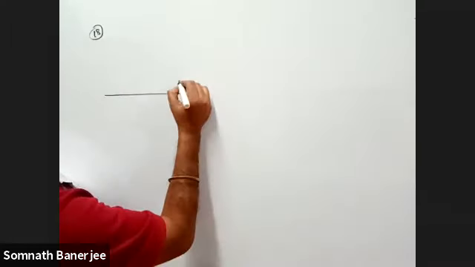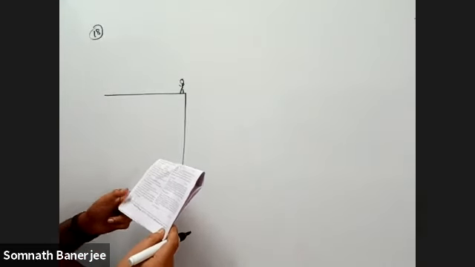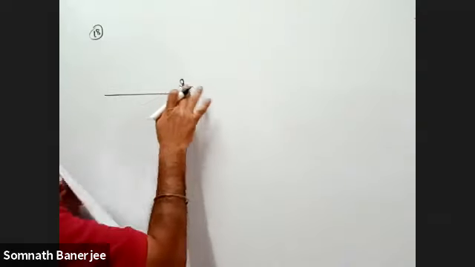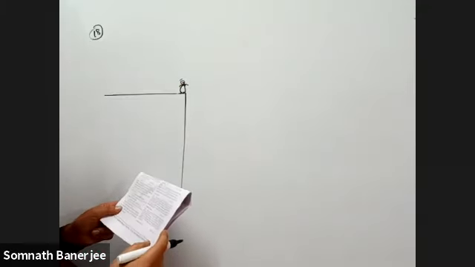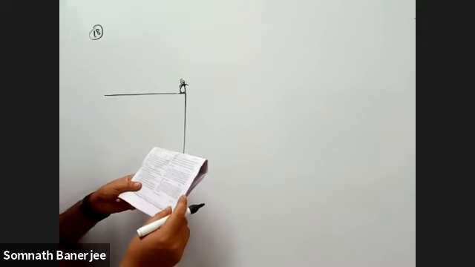A person sitting on the top of a tall building is dropping balls at a regular interval of 1 second. So look, in a tall building a person is sitting or standing, let's make him sit. A person sitting on the top of a tall building is dropping balls at a regular interval of 1 second. Find the position of the third, fourth and fifth ball when the sixth ball is dropped.